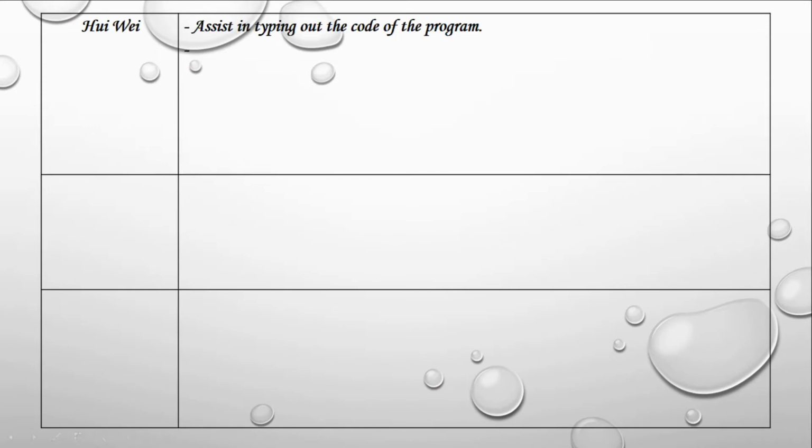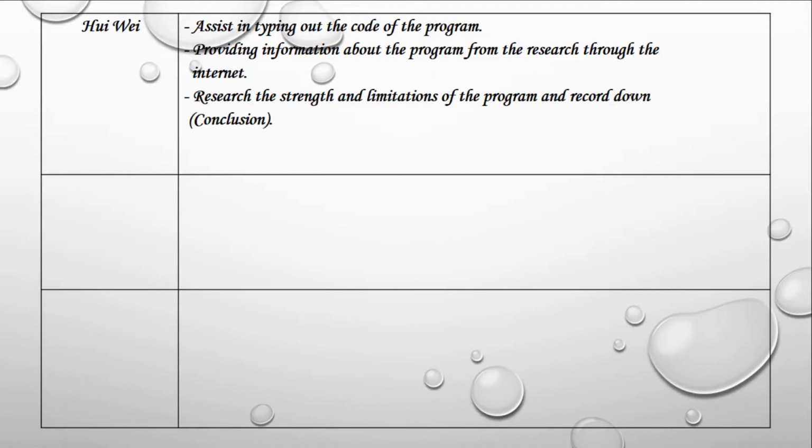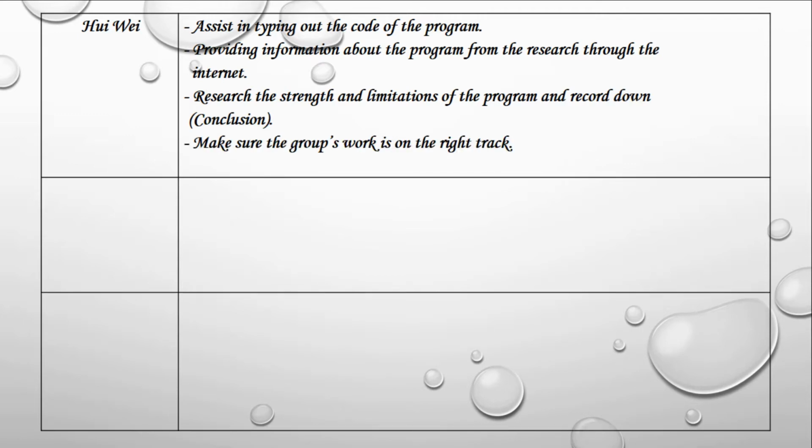Hui Wei assists in typing out the code of the program, providing information about the program from research through the internet, and the strengths and limitations of the program, and records them down as the conclusion. She also helps to make sure the group's work is on the right track.